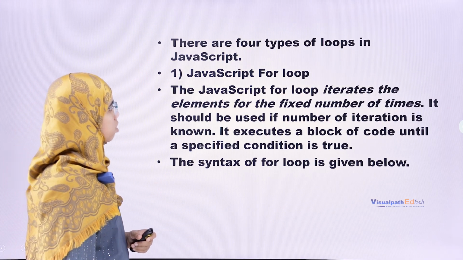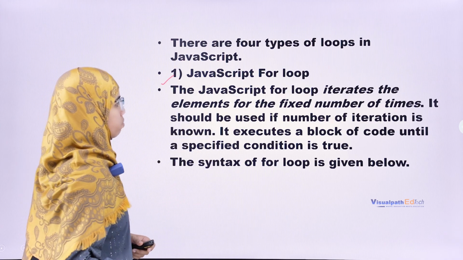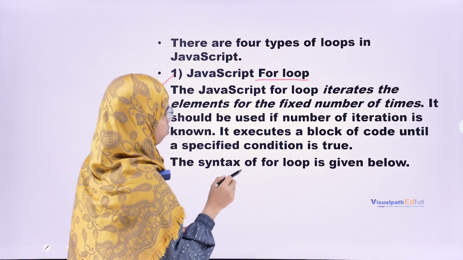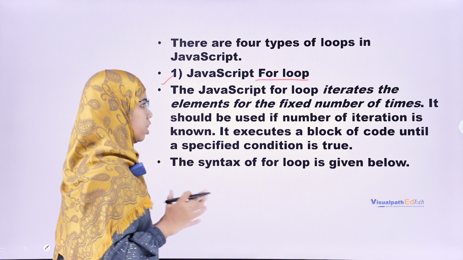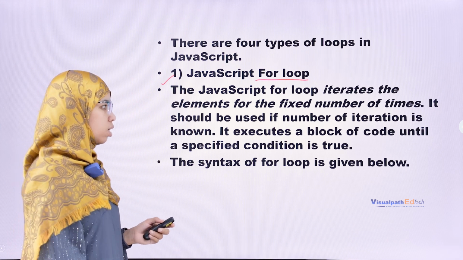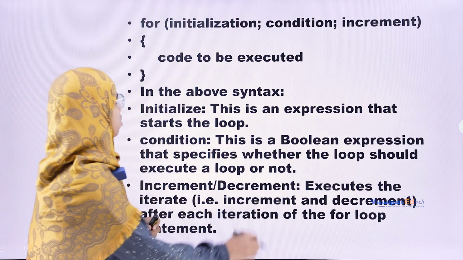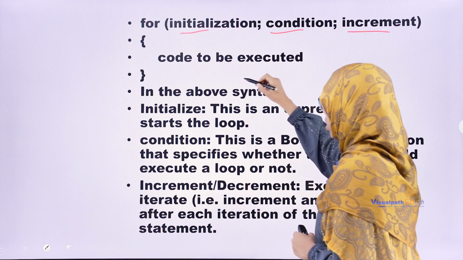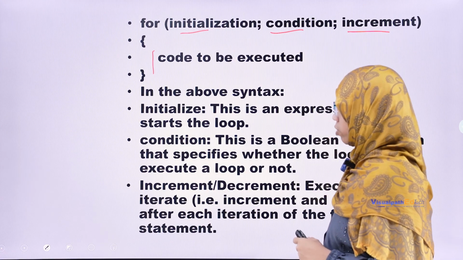Now, all of the 4 types you will be seeing one after the other. First, with respect to the for loop. In this for loop, the iterations will take place a fixed number of times until the condition is satisfied. Once the condition fails, it will come out of the loop. The syntax is again similar: initialization, condition, and increment will be there. The code to be executed will be in this block, and that's how the for loop will be executed.